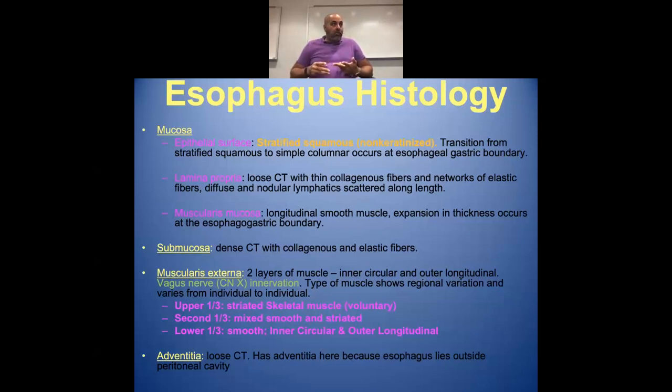So really the unique things here, epithelial, stratified squamous. Muscularis externa, the different portions where it goes from voluntary to involuntary. And then adventitia, right? The rest is standard, not changing.